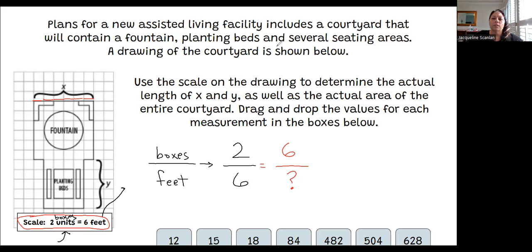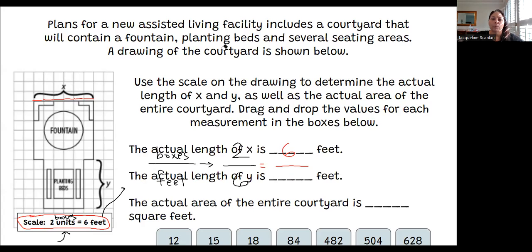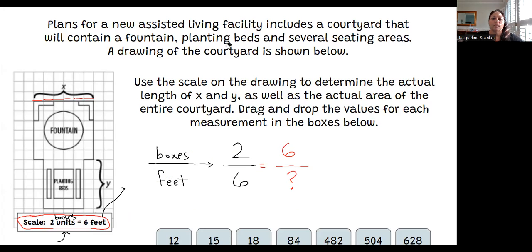Okay, so I'm going to solve this. I'm going to actually create what I call a proportion. And so instead of this question mark, I'm going to replace the question mark with a variable. We're going to use X. All right, so I now have a proportion, and I am lucky that I can solve it the easy way. I can say, well, I know how to get from 2 to 6. All I need to do is to times it by 3, and whatever I do to the top, I'm going to do to the bottom. So 6 times 3 is 18. All right, that means that the actual length of the fountain for X is 18 feet.